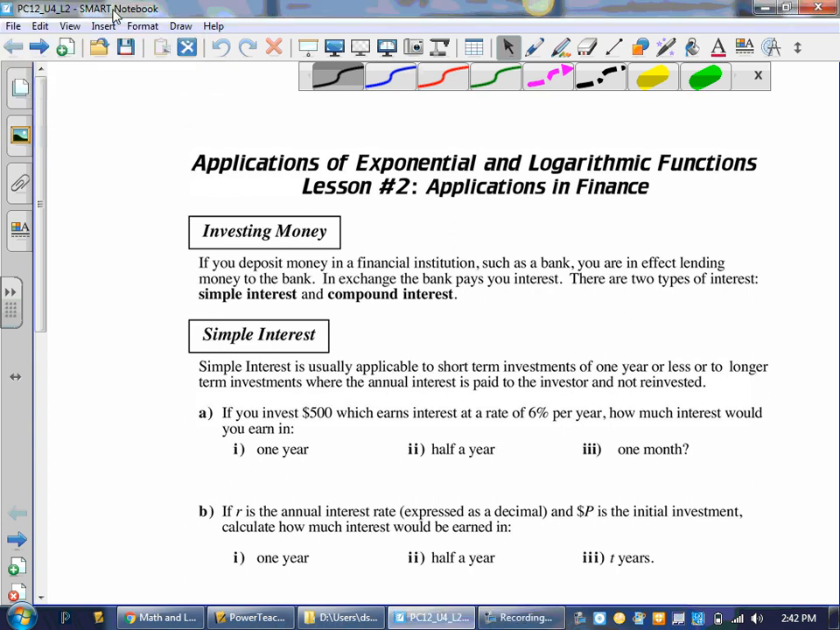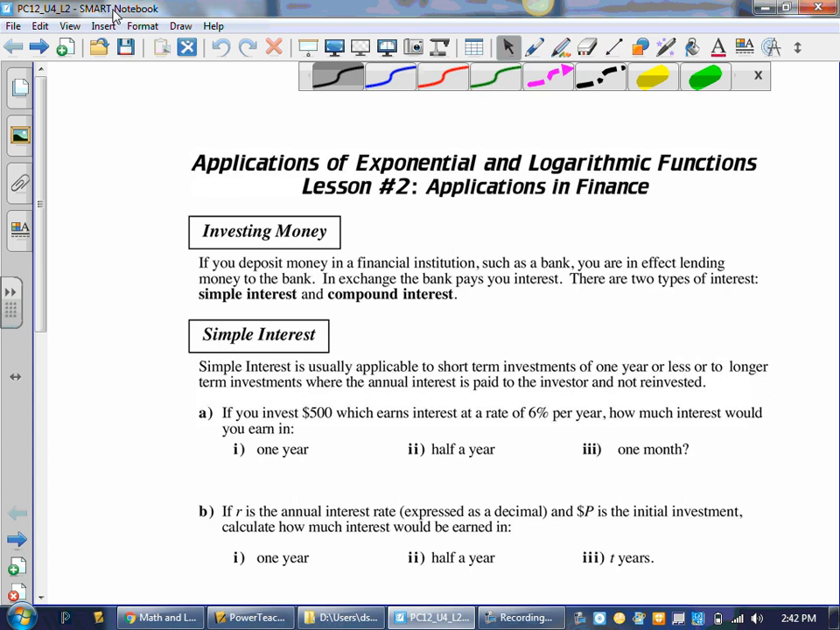Okay, class, welcome to our second lesson of applications of exponential and logarithmic functions. So you want to go to page 241 to start this lesson. There's several applications we're going to make throughout this chapter, and the first one, once we've learned how to generally solve exponential equations, is to apply it in finance.